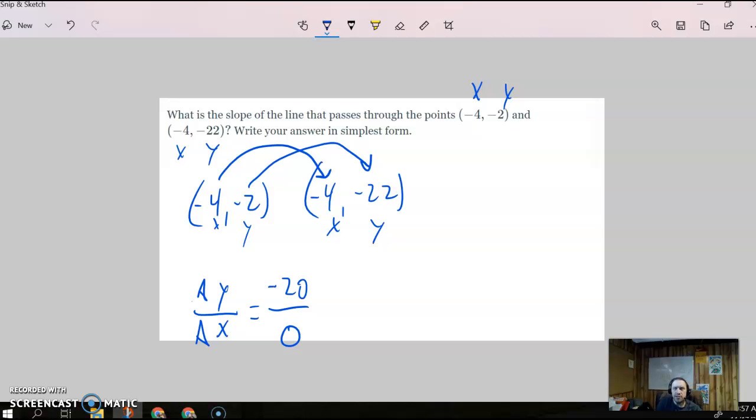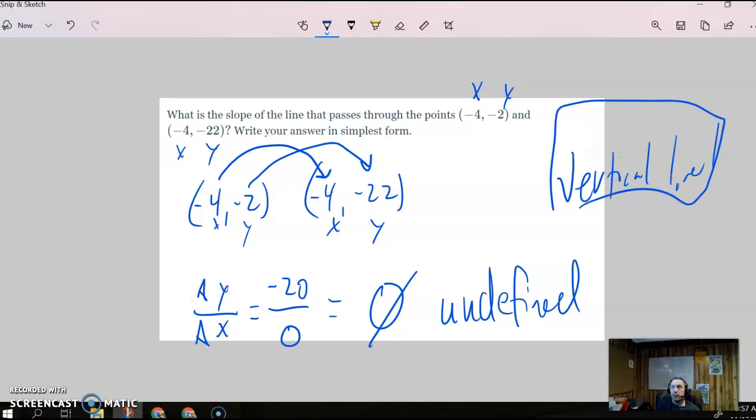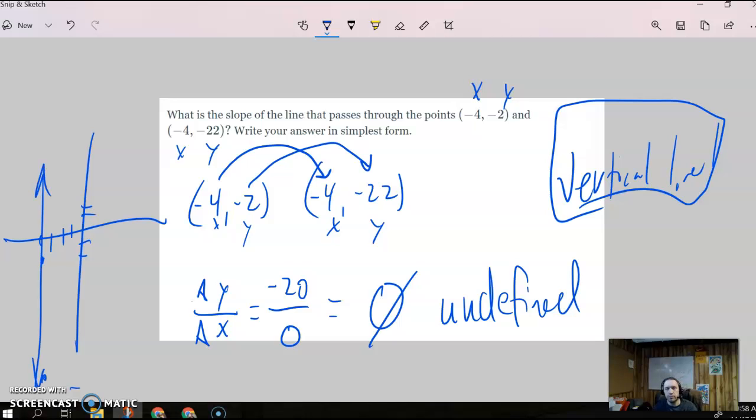What's -20 divided by 0? Don't say 0, right? It is undefined. And when we don't go left or right, our change in x doesn't move. We're going vertical. So remember, this is a vertical line. If you don't believe me, go ahead and graph it. You'd be at -4, 1, 2, 3, 4, -2. And then -4, -22 would be somewhere down here. And you have a vertical line. All right, let's move on to the next topic.